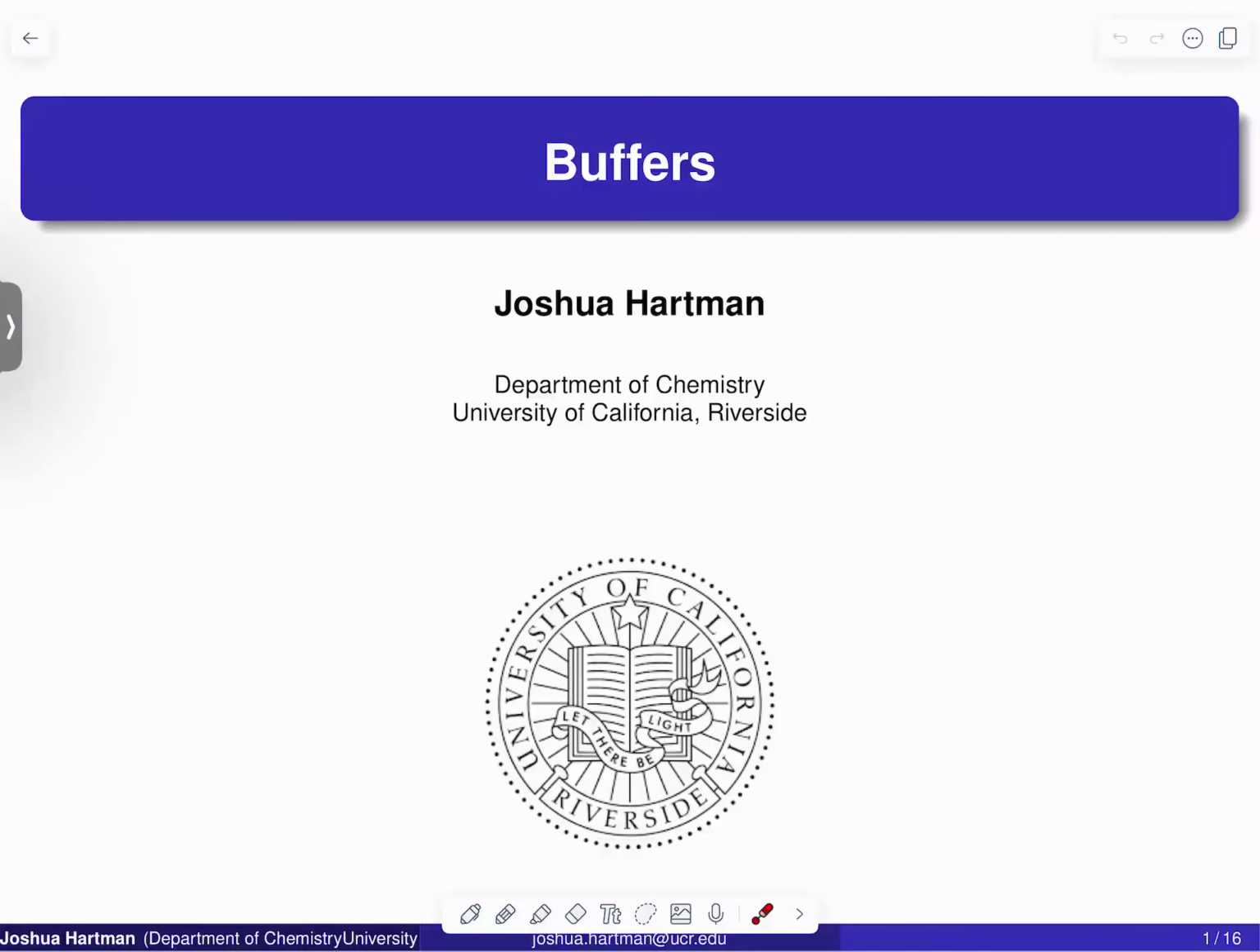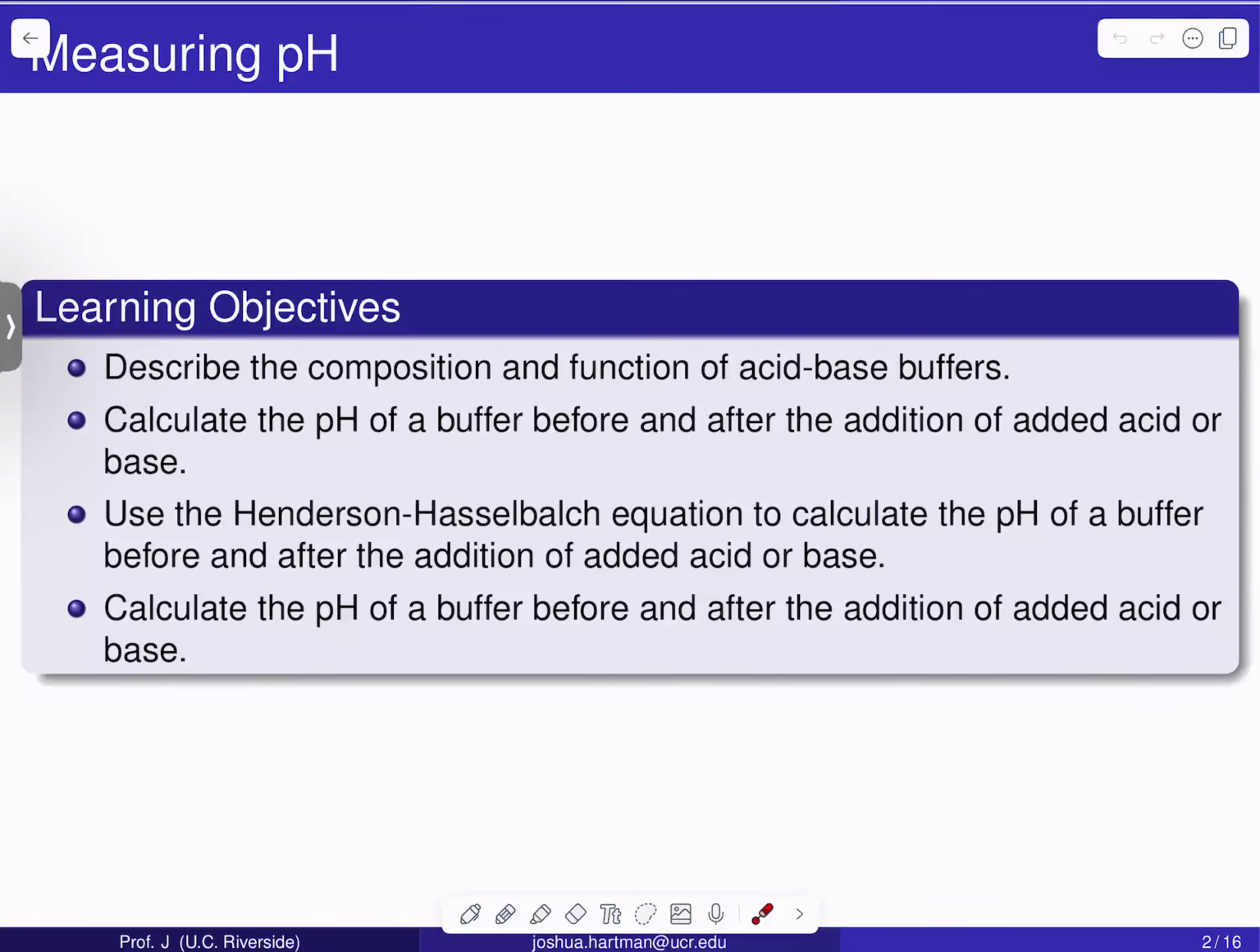In this video, we are going to explore the topic of acid-base buffers. Acid-base buffers are solutions that are designed to have a unique composition that allows them to resist changes in pH. So we're going to start off by describing this unique composition and the function of acid-base buffers, and then we'll dive into methods for calculating the pH of a buffer before and after the addition of an acid or a base. And then lastly, we're going to go into more detailed calculations and develop the so-called Henderson-Hasselbalch equation, which provides an efficient way for performing pH calculations involving buffer solutions.